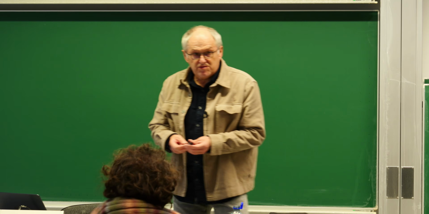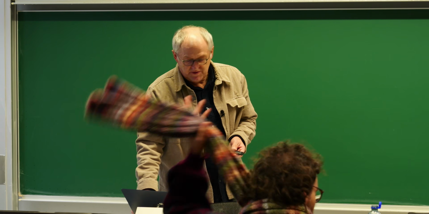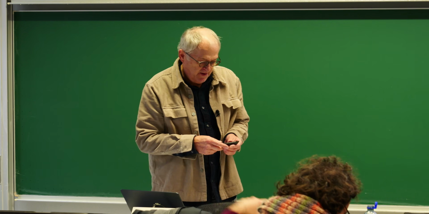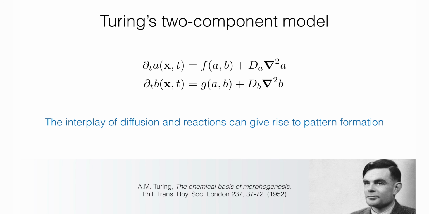Good, we discussed Turing models, Turing patterns yesterday, and this is the model, right? So we have a mathematical model for two components that have some general reaction scheme encoded by functions f and g, and both of the species diffuse at diffusion coefficients that are different. And what we learned is that the interplay between diffusion and reaction can give rise to pattern formation, which is at first sight a bit surprising.